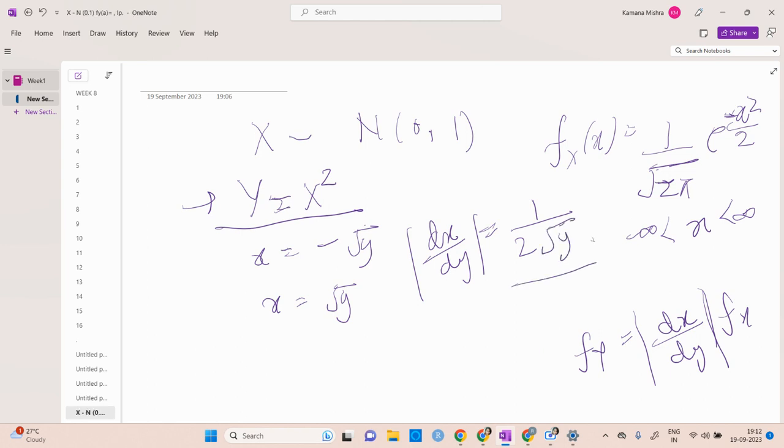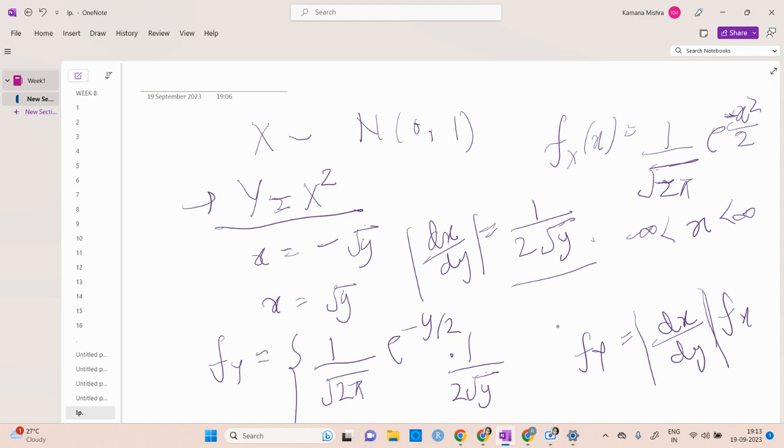So f of y will be the sum over both roots of 1 upon 2 root y times the density, where we can write x squared as y, so e to the power minus y by 2, multiplied with 1 upon 2 root y.